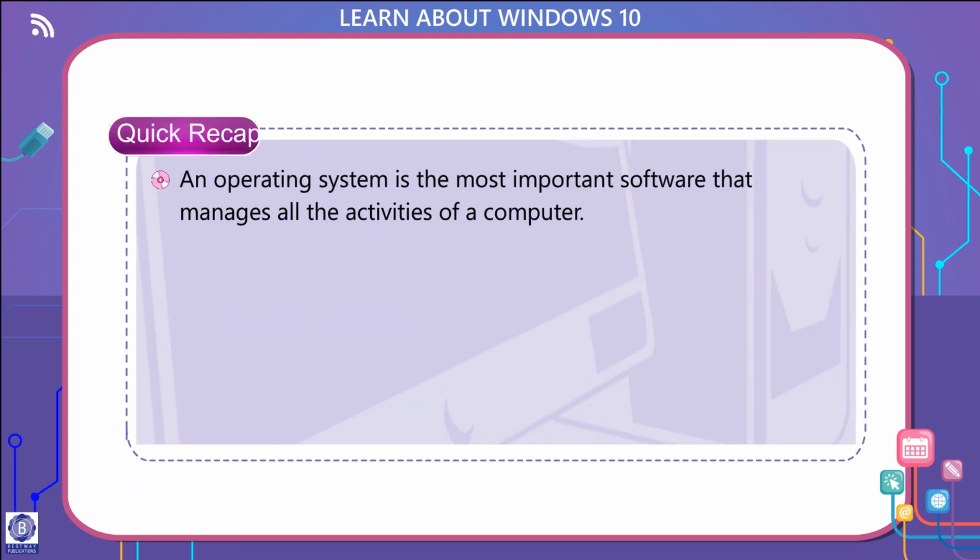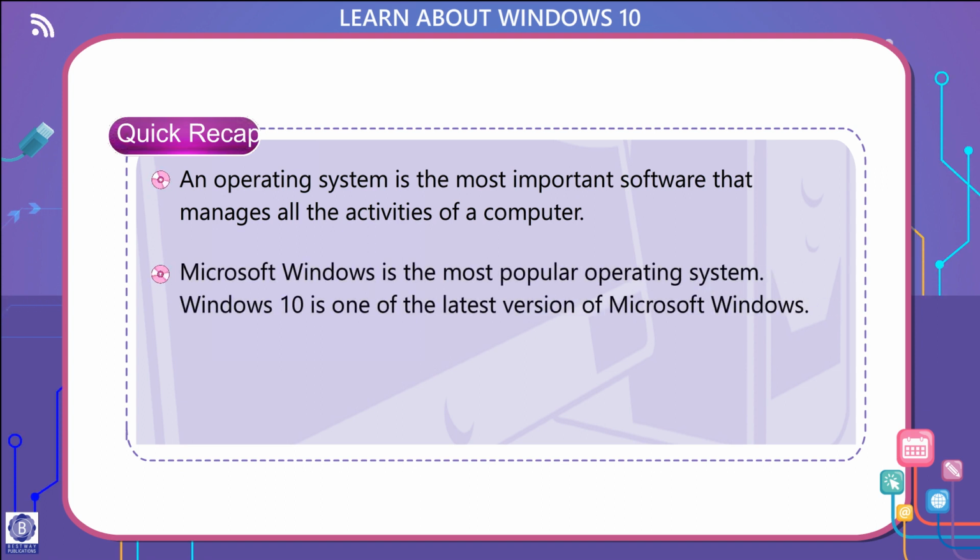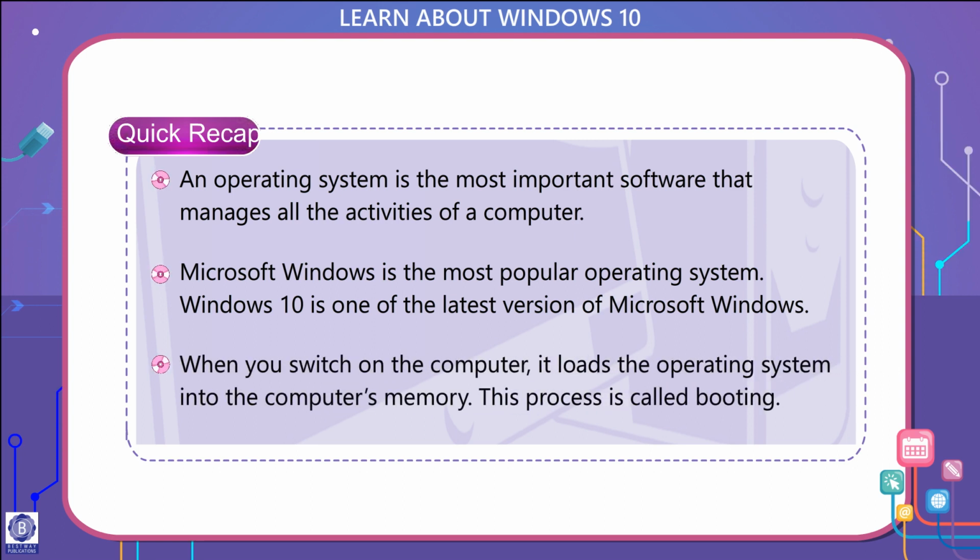Quick recap. An operating system is the most important software that manages all the activities of a computer. Microsoft Windows is the most popular operating system. Windows 10 is one of the latest versions of Microsoft Windows. When you switch on the computer, it loads the operating system into the computer's memory. This process is called booting.